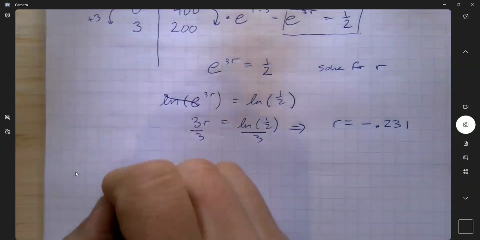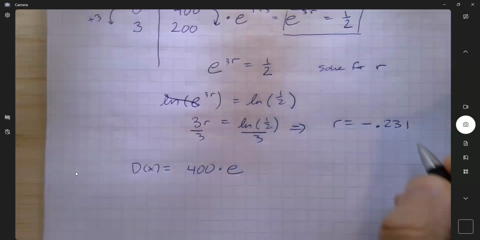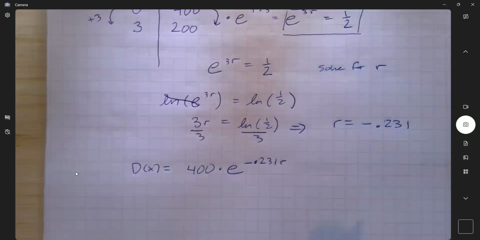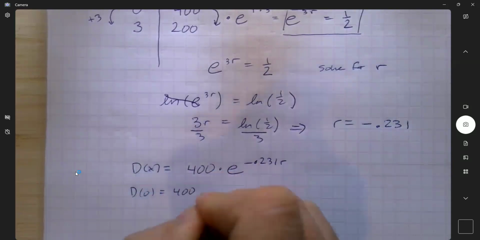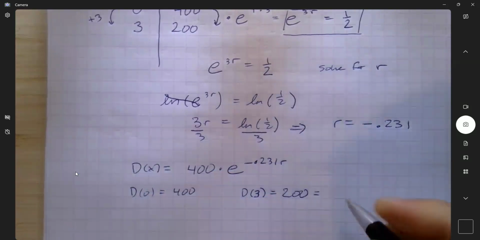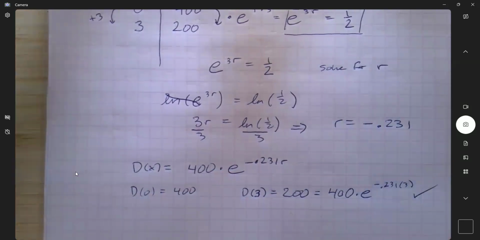So my model must be d of x is 400 times e to the negative 0.231x. And I can check that. D of 0, definitely going to be 400. Let me do d of 3, because that's got to be 200. So it should be 400 times e to the negative 0.231 times 3. And if you check it in the calculator, yes, in fact, that is equal to 200.